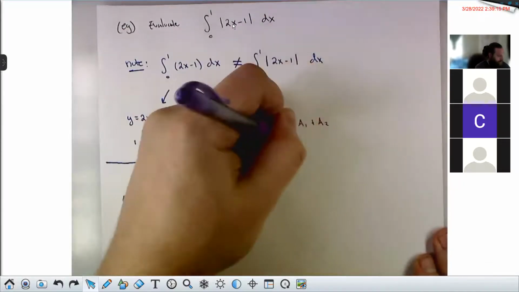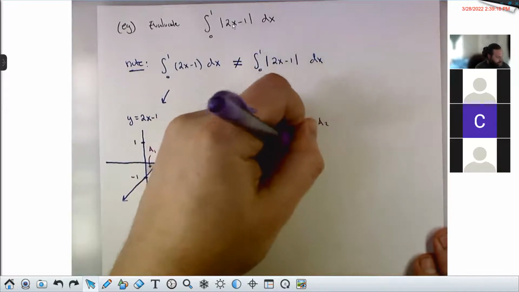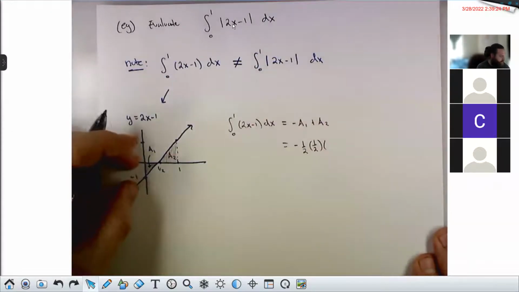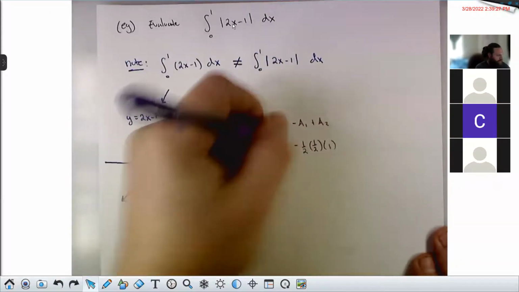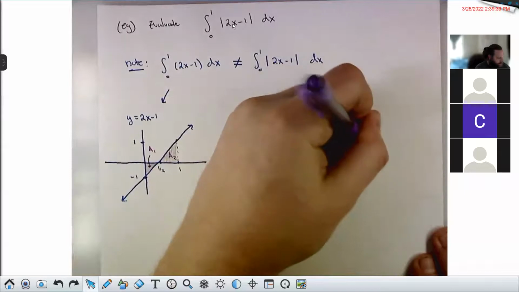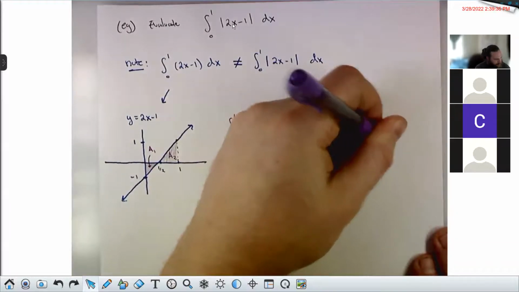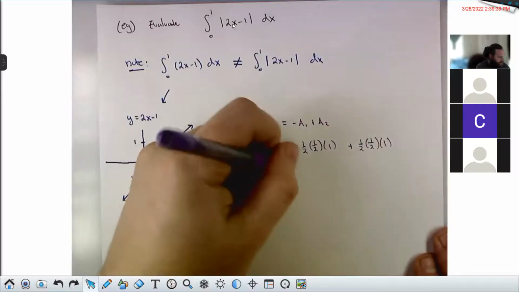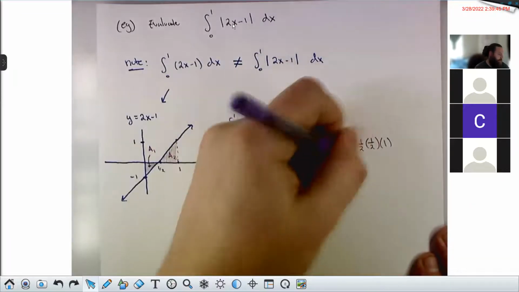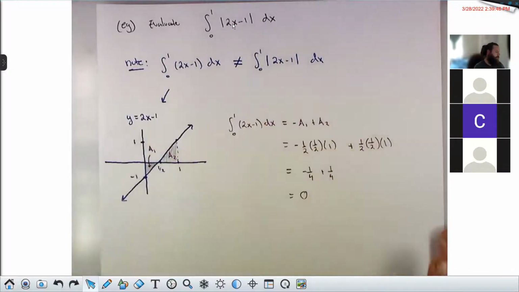So this is going to be negative 1/2 base here, which is also 1/2, times the height here, which is 1, plus A2, which is base 1/2, height 1 as well. So this is 1/2 base times height. We get negative 1/4 from the first one and positive 1/4 from the second one. This is 0. My art isn't perfect here, but these areas are the same size. One just happens to live beneath the x-axis, the other lives above.